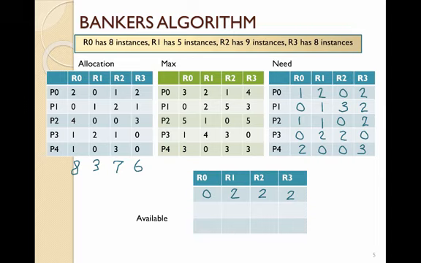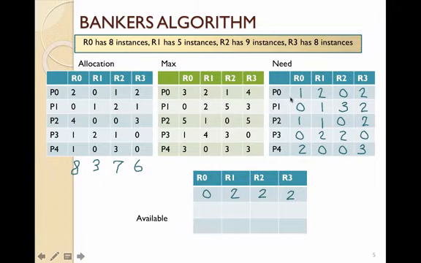To do the algorithm, all available resources must be greater than the need. So you just go through and compare the 0, 2, 2, 2 that is available with any process. There's no particular order. It just has to satisfy the request, the need of the process.